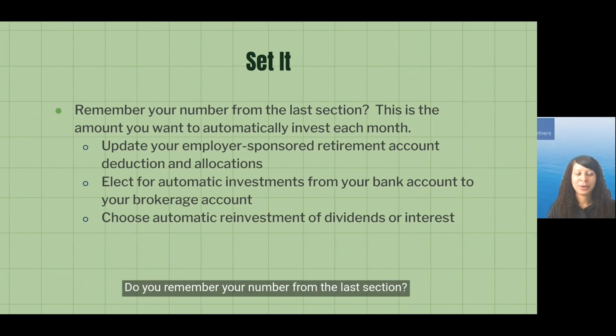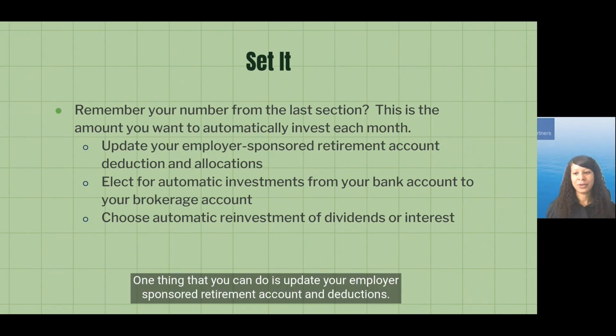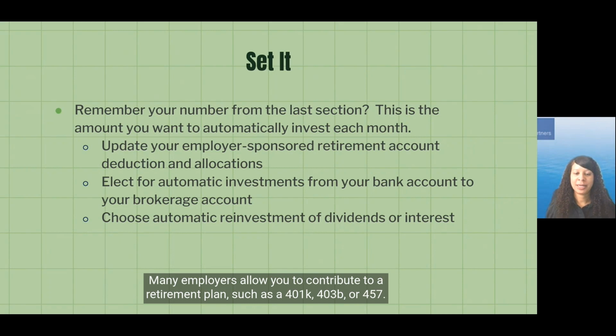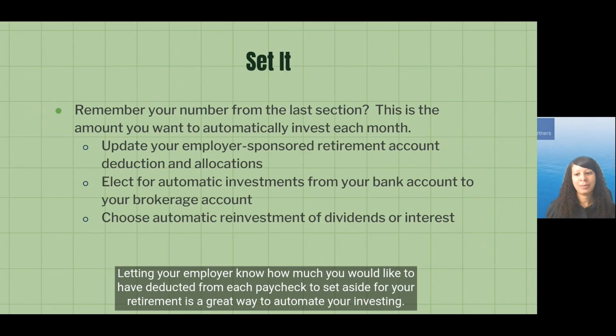Do you remember your number from the last section? This is the amount you want to automatically invest each month. One thing that you can do is update your employer-sponsored retirement account and deductions. Many employers allow you to contribute to a retirement plan, such as a 401k, 403b, or 457. Letting your employer know how much you would like to have deducted from each paycheck to set aside for your retirement is a great way to automate your investing.